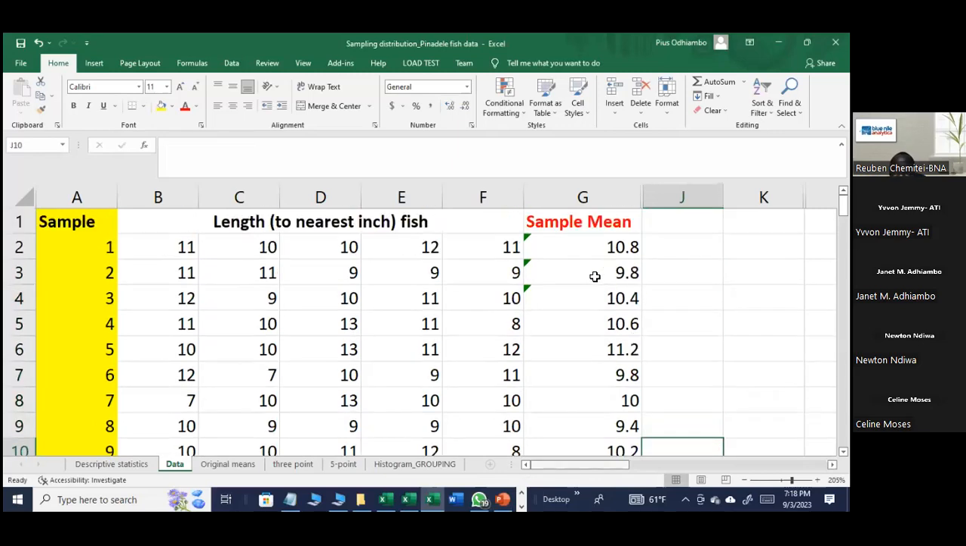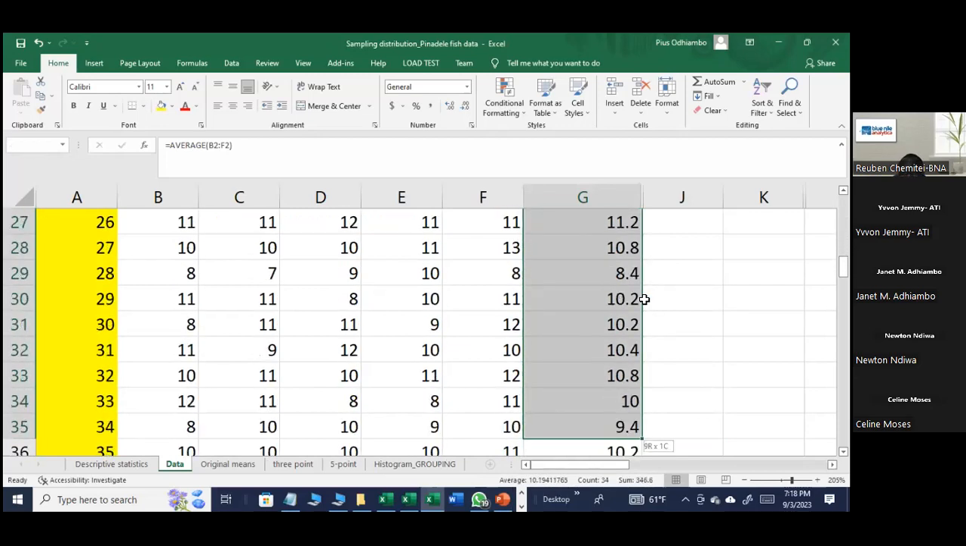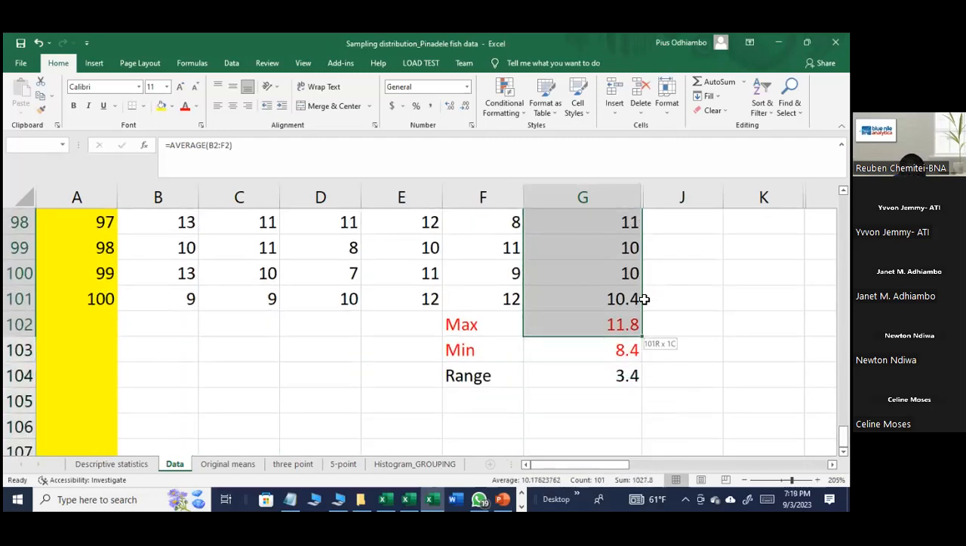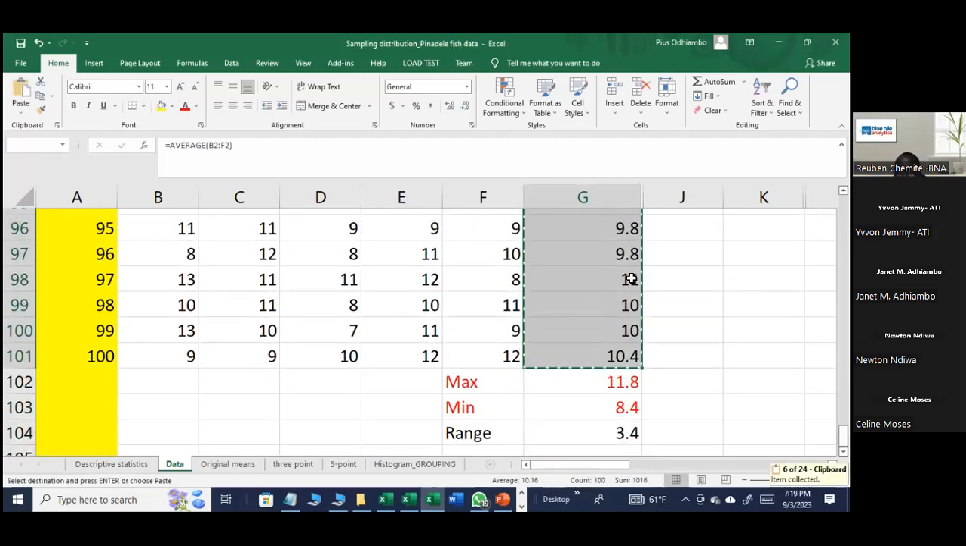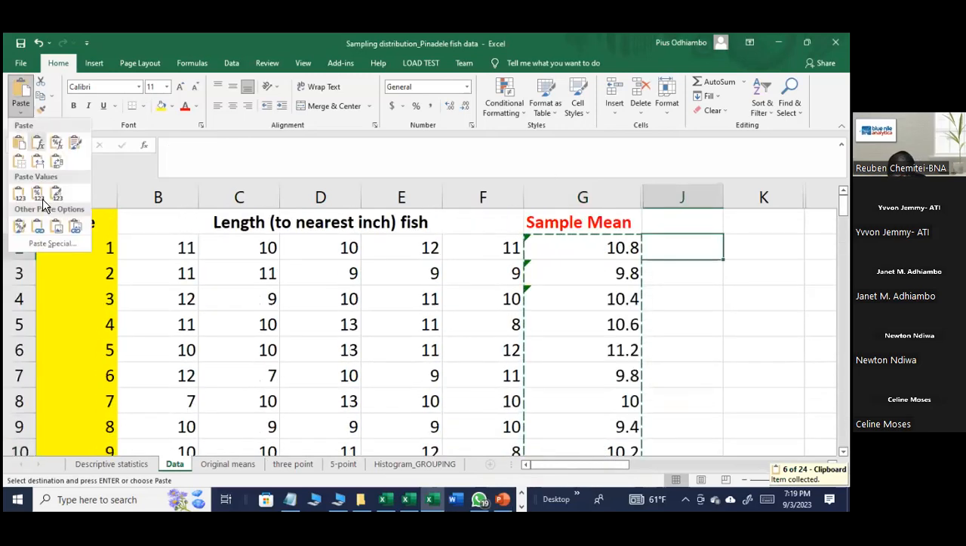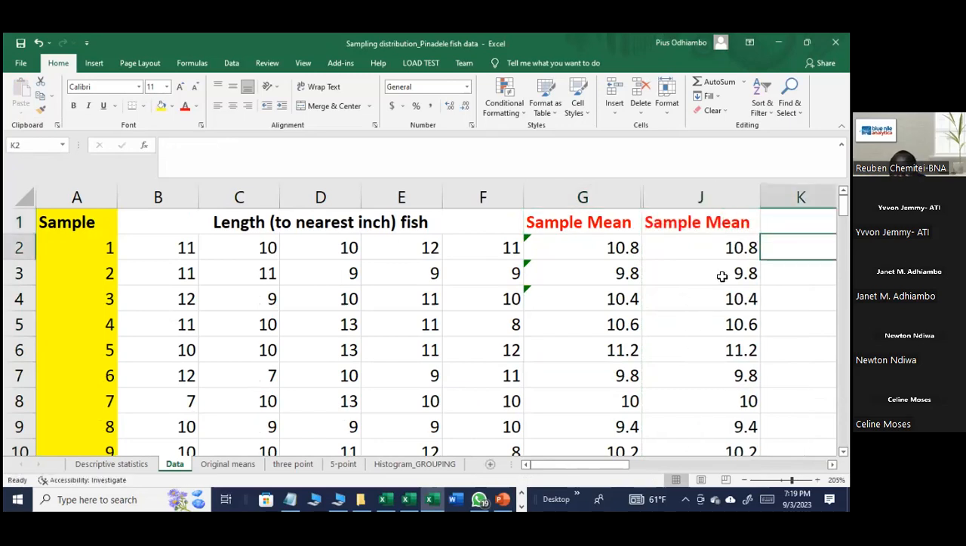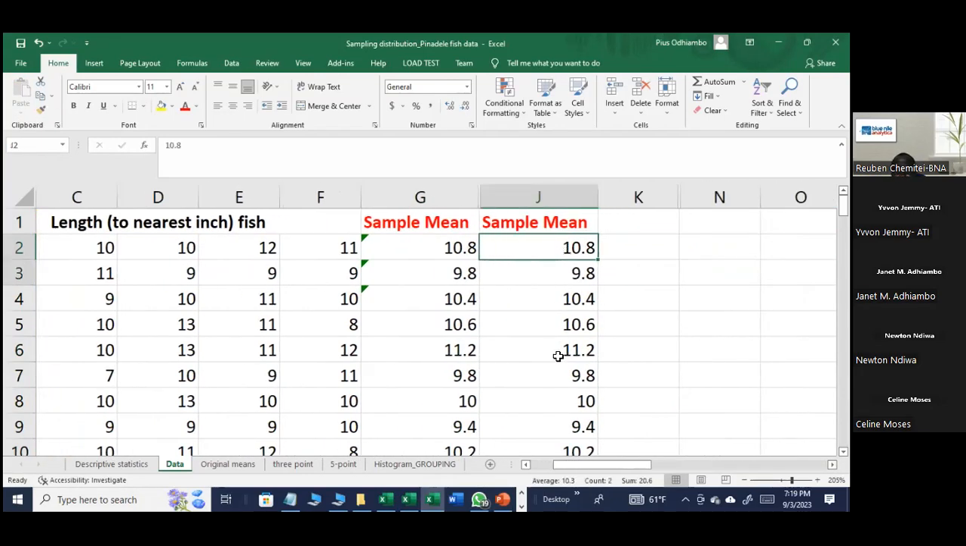Now, I want to use the same data set here. Let me copy this because it has the formulas. Let me copy aside. Let me copy this one here. I paste values. This again, sample mean, no problem. This is a sample mean. It's only that I'm trying to escape the formulas here. Now we have this data set here.